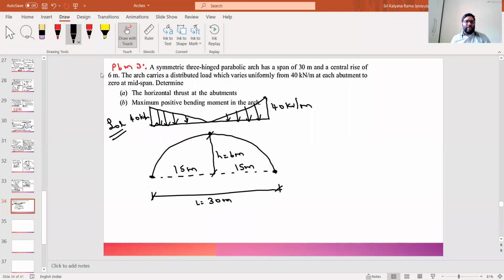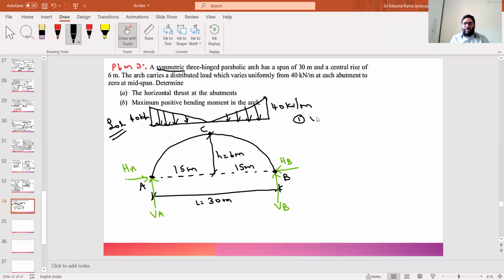And let us write the reactions as VA, VB, HB, HA, and we have A, this is C, and this is B. So the first step is always to calculate the reactions. But one thing that is important in this problem is that it is symmetric.